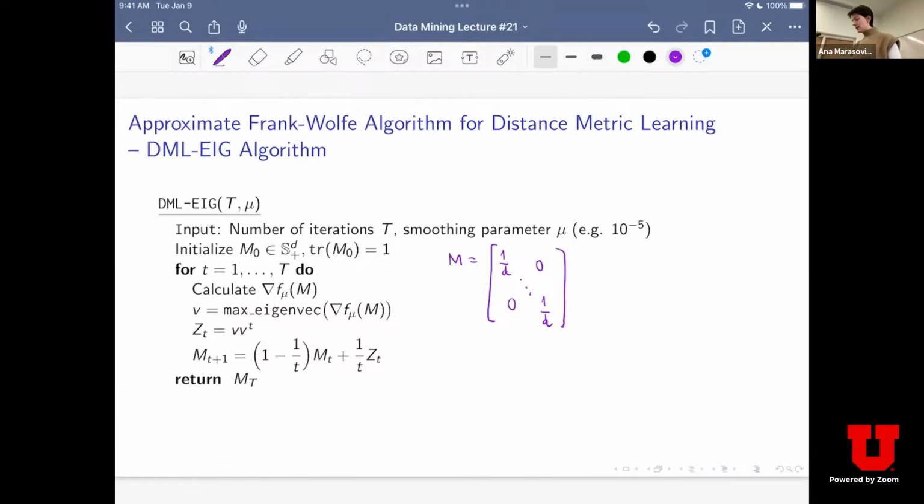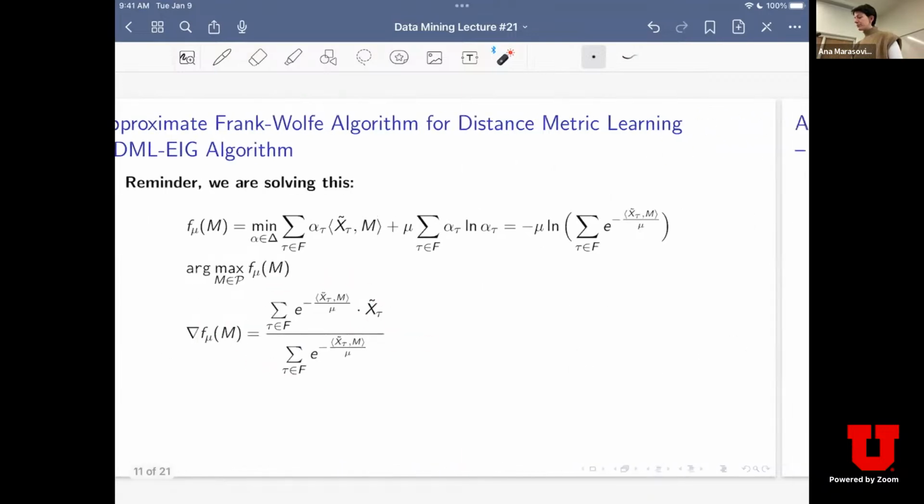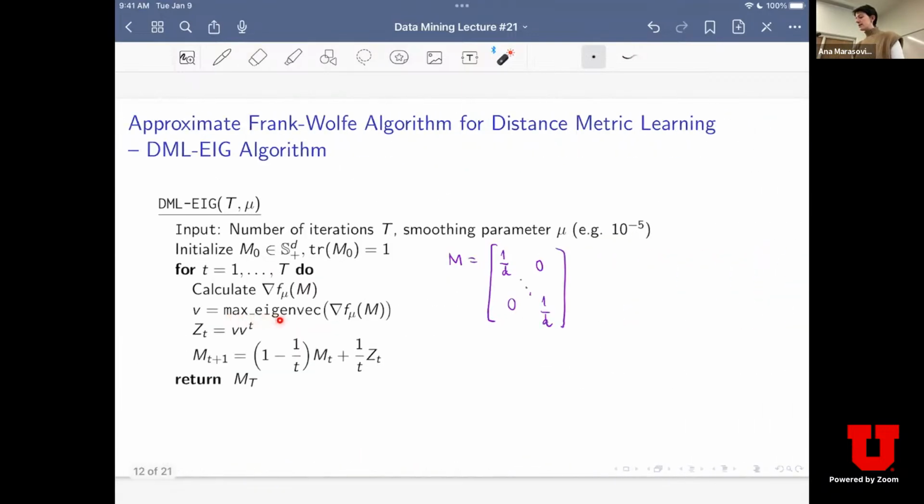Okay, so we are setting our initial matrix M to be this, and now in every iteration we are going to change it a bit, such that after our capital T iterations, we get our final matrix M. To do that, we are going to calculate the gradient, this thing over here. We are then going to find the maximum eigenvector of that gradient. And this is that extension I was talking about. This is how eigen problems come into play.